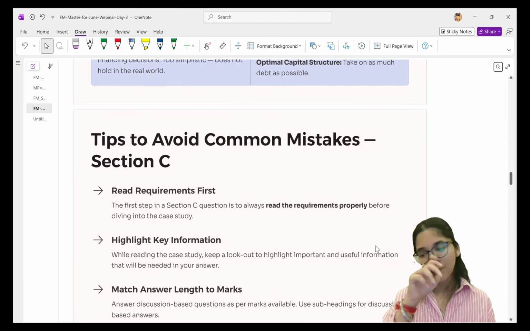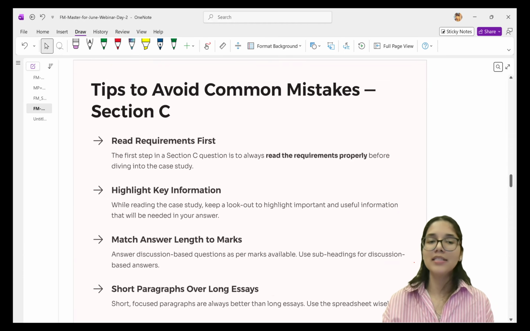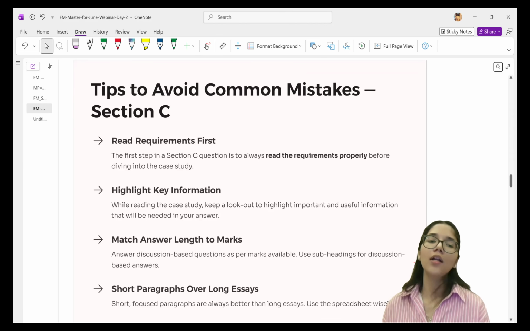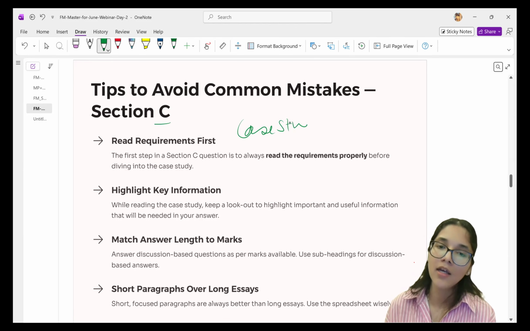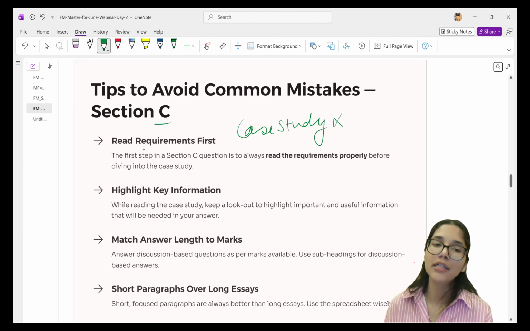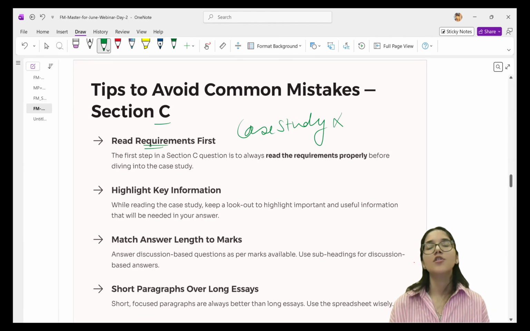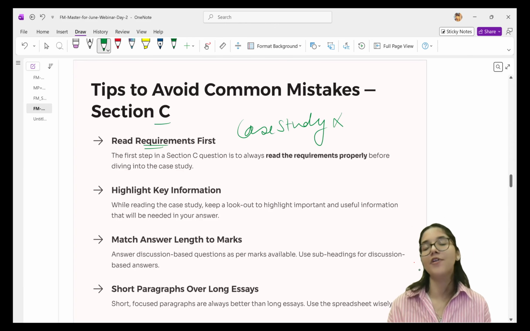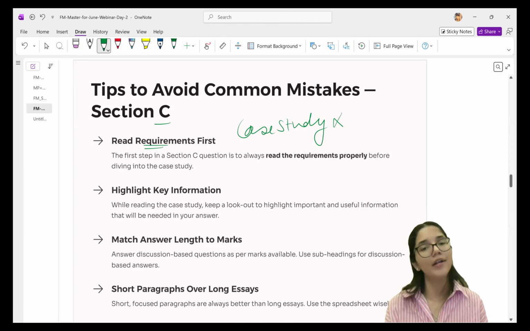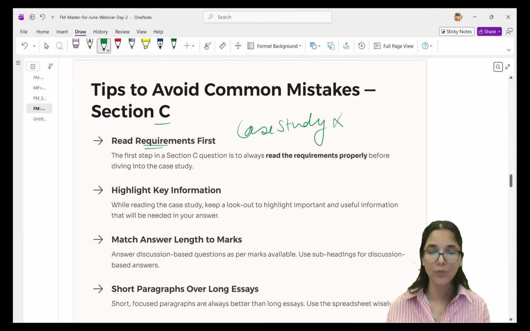Before we go ahead with question practice, I'll give you some tips. We had discussed these tips yesterday also about section C, just to have a quick recap. First of all, when it comes to section C, your first step should not be to read the case study. Your first step should be to read the requirements first. So before you start solving a section C question, your very first step should be to read the end requirements rather than delving deeper into the case study in the first go.